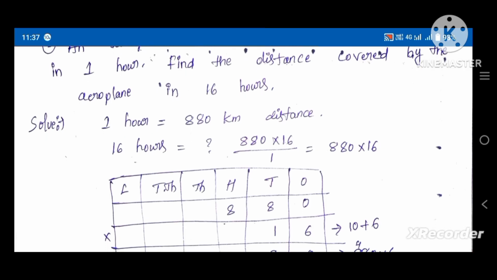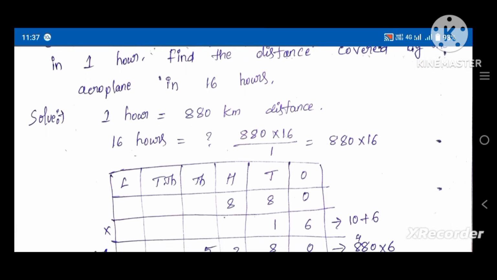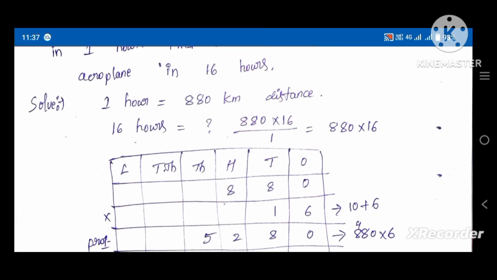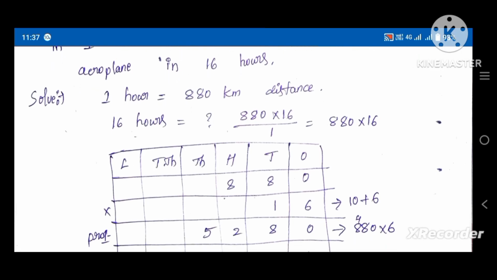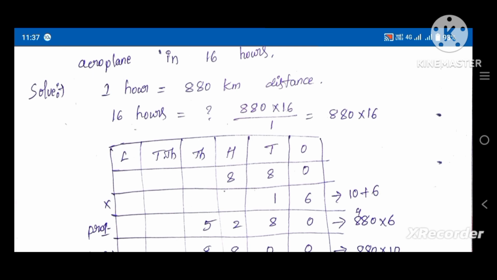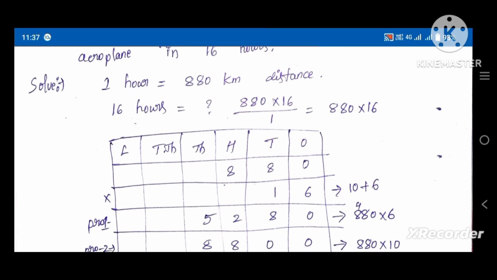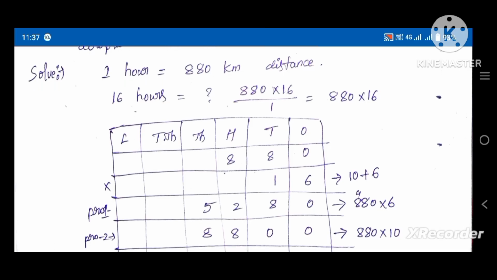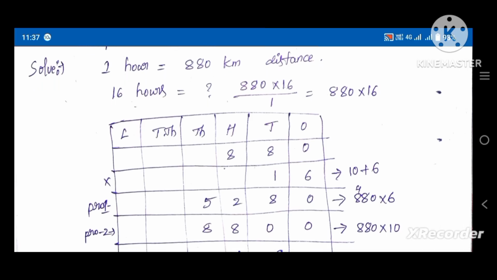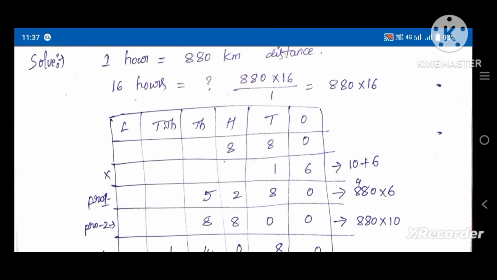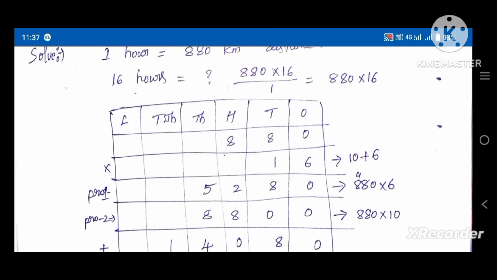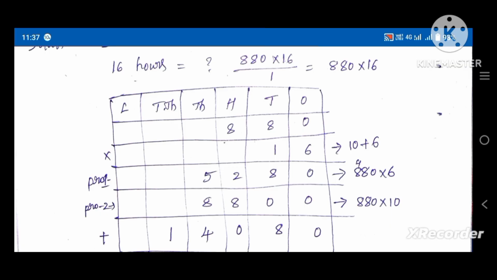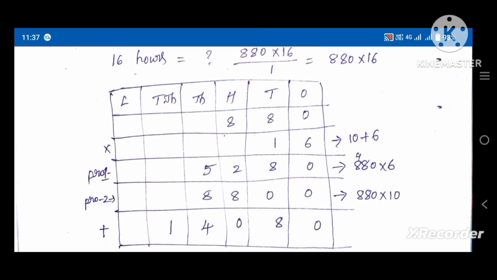Ones place 0, tens place 8, hundreds place 8. Multiply by 16. 16 means 10 plus 6. First product is 880 into 6 is equal to 5280. Second product is 880 into 10 is equal to 8800. Add the two products, then we will get the answer 14080.